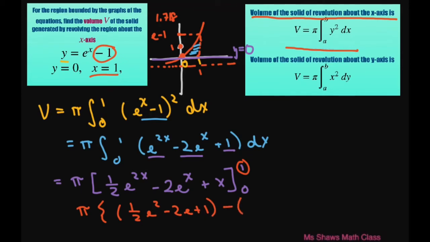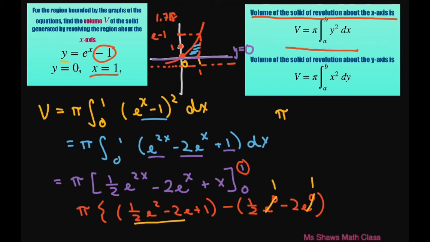Minus, when you substitute in 0, you're going to get 1/2 e to the power of 0 minus 2e to the power of 0. Anything to the power of 0 equals 1. So basically this is going to give you pi. And for this piece here, let's see. If you add all this up, this is just going to be 1, and this is going to be 1.